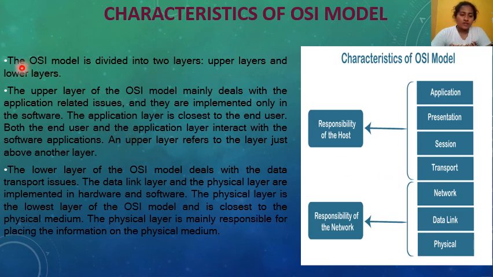The OSI model is divided into two parts, as I already told: the upper layers and the lower layers. The upper layer of the OSI model mainly deals with application related issues, and they are implemented only in software. The application layer is closest to the end user. Both the end user and the application layer interact with the software application, and upper layer refers to the layer just above another layer. So in the upper layers, the application layer is the nearest to the end user.